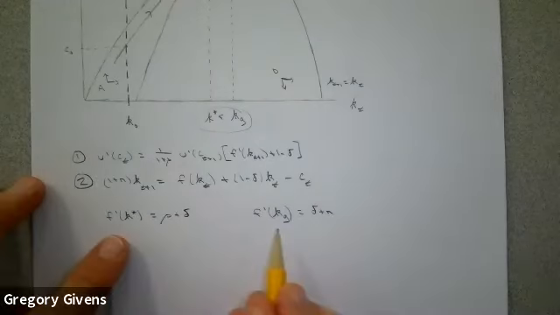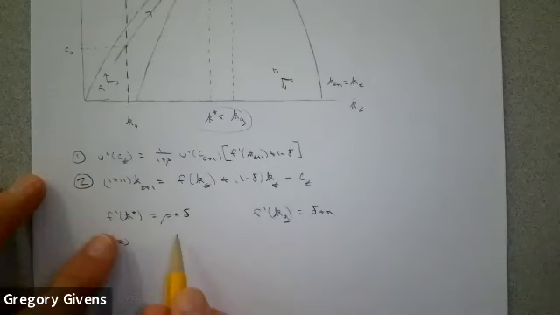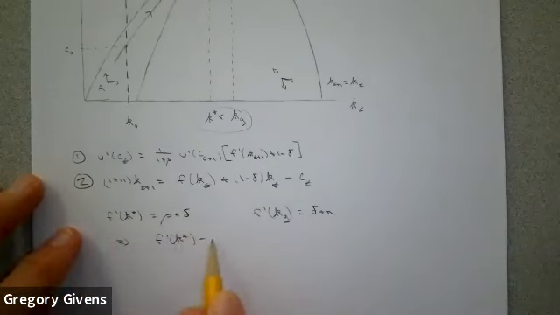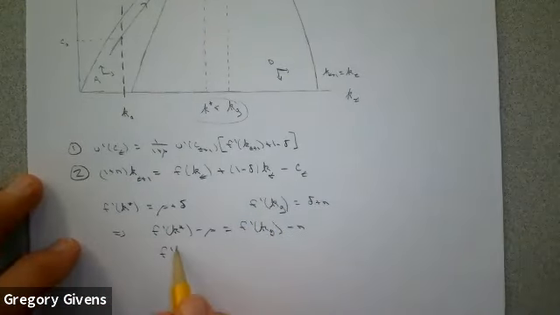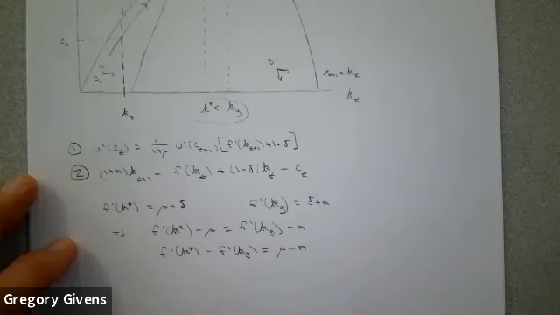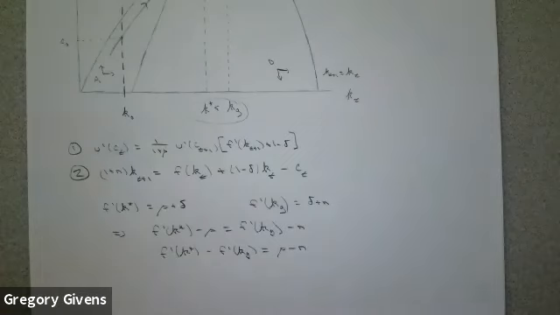So if we compare these two, what do we see immediately? That f prime of K star minus rho is equal to delta. Well, that's also equal to f prime of the golden rule level of capital minus n, right? Which means that f prime of K star minus f prime of Kg has to be equal to rho minus n, correct? What do we know about rho minus n?